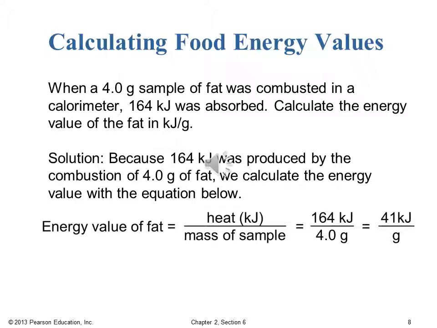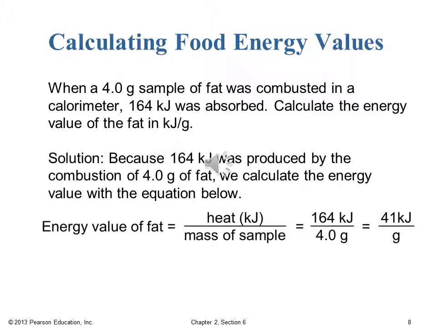So to solve this, we need to consider that 164 kilojoules was produced by the combustion of 4.0 grams of fat. So we can calculate the energy value using the equation below that says the energy value of the fat equals the total heat released by the fat and therefore absorbed by the water in the calorimeter, divided by the mass of the sample. In this case, that's 164 kilojoules of heat released divided by 4.0 grams. Again, it's a division, so we've got our sig fig rule that says the smallest number of sig figs in our values there is going to give us our final number of sig figs.